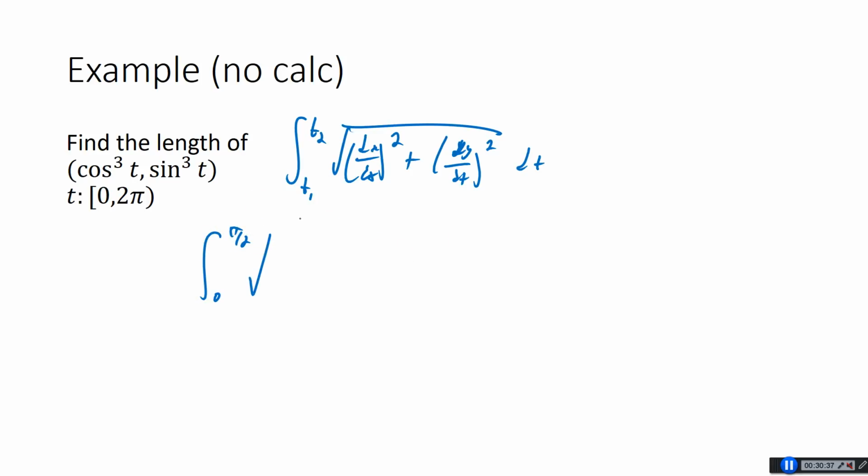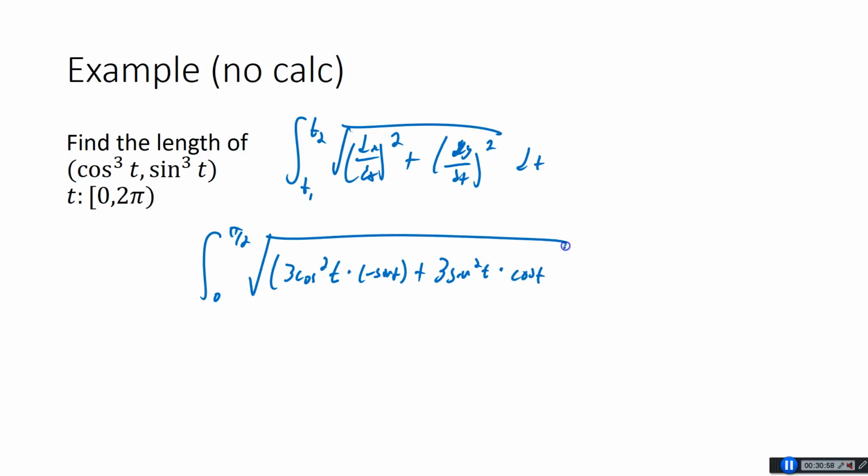Square root of the derivative of x. So that's going to be 3 sine... Nope, no, sorry, leave the inside part alone. So we have 3 cosine squared t times the derivative of the inside, which is negative sine t, plus the derivative of y, which is 3 sine squared t times cosine t, all that dt. Now the inside here looks messy, but I think we can factor some stuff out that's going to make it a lot easier.